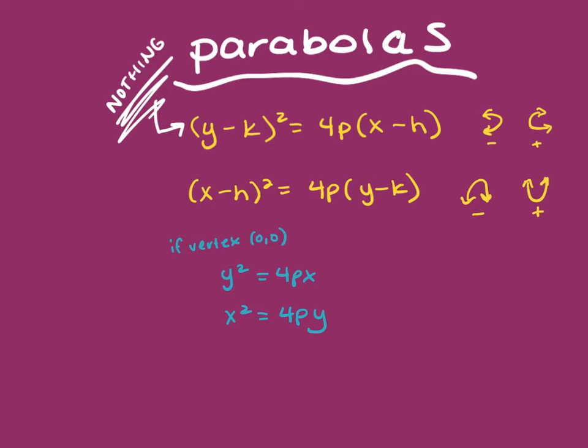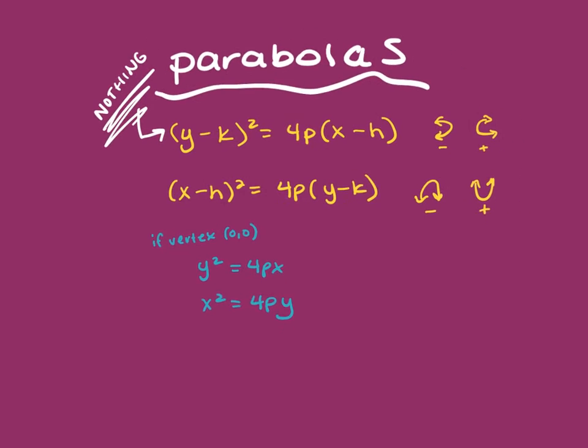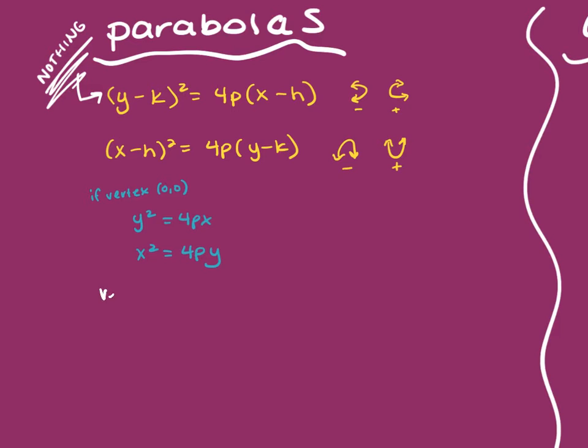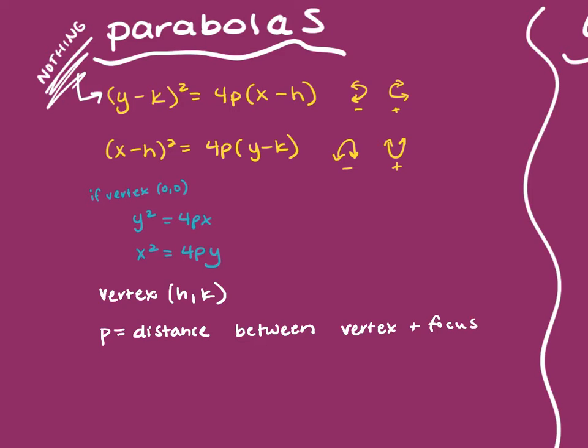And they will trick you and they will put the squared on the other side. So be careful, okay? Like it could say 4x equals y squared. That's still a y squared. And if you want to rearrange it, you can. You just got to be really careful. All right, so for these, the vertex is hk. P is the distance between the vertex and the focus and the vertex and the directrix.